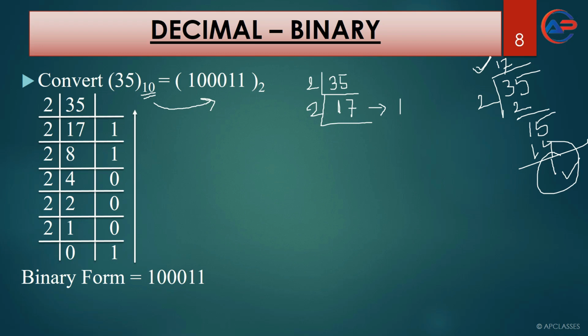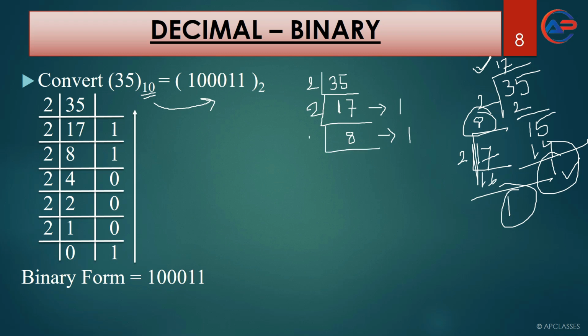Here we can write 2 sixes are 12, 2 sevens are 14, 2 eights are 16. So we write 8, 8 into 2 gives you 16, and again the remainder will be 1, right? If you don't know the process, you can do it like this with 17. 2 eights are 16, the remainder is 1, right? This is the quotient part, this is the remainder part.